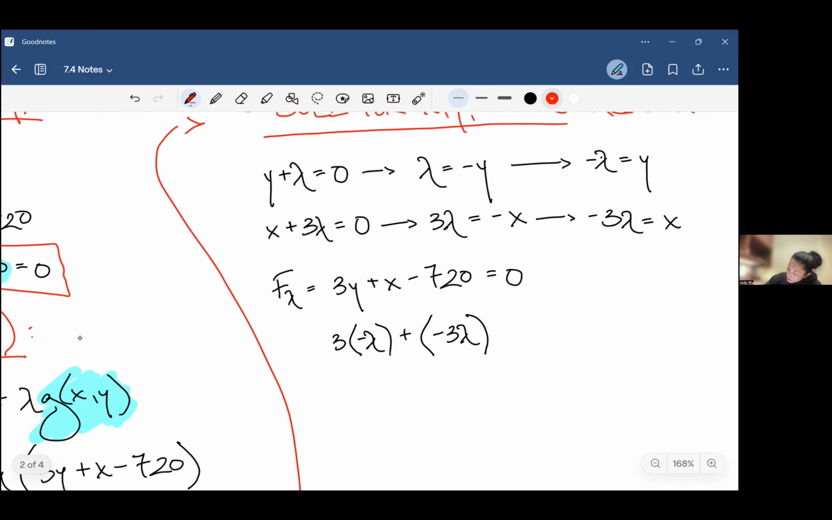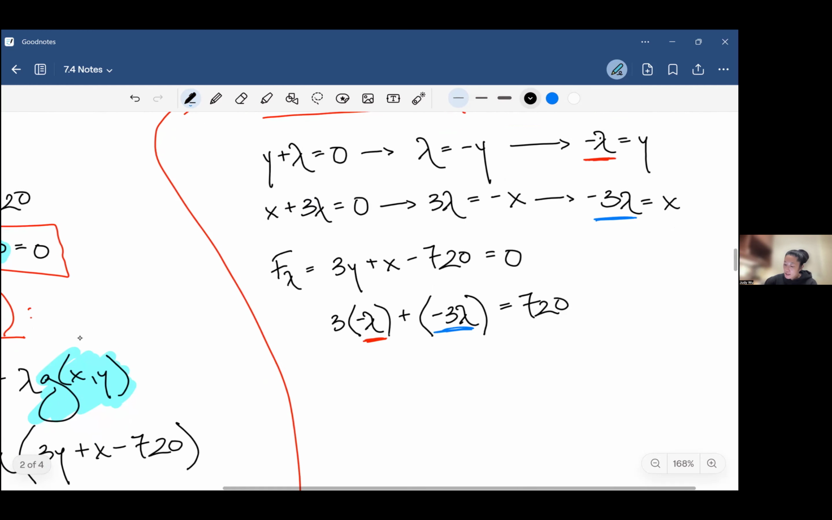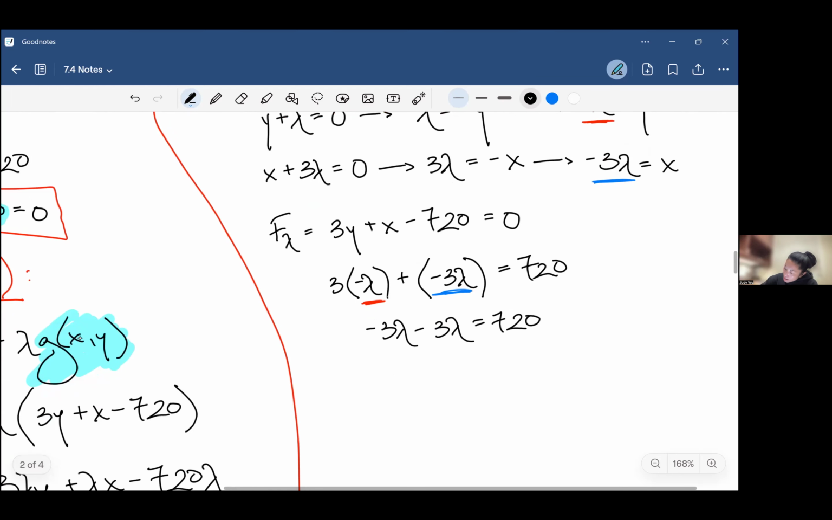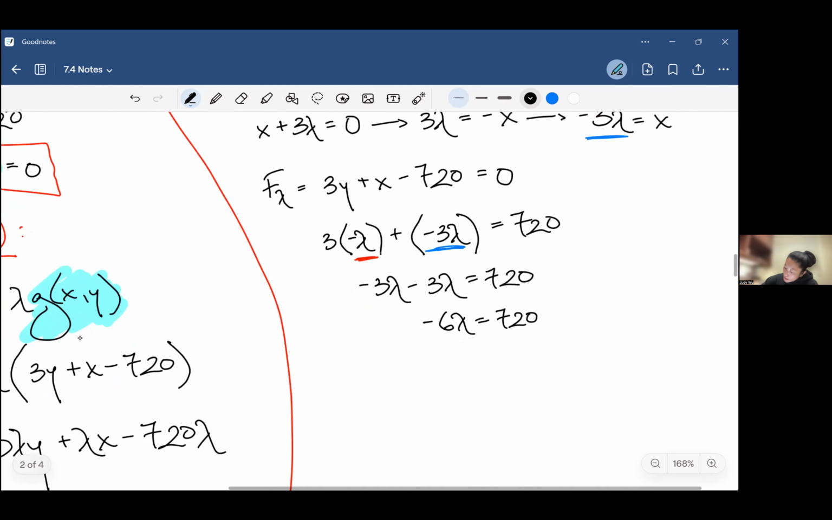Okay, so this negative lambda's from here. And the negative 3 lambda is from that x value. And I'm going to add that 720 to the other side. Now I have negative 3 lambda minus 3 lambda equals 720. And I can combine those to make negative 6 lambda equals 720. And then when I divide by 6, I end up with lambda equals negative 120.